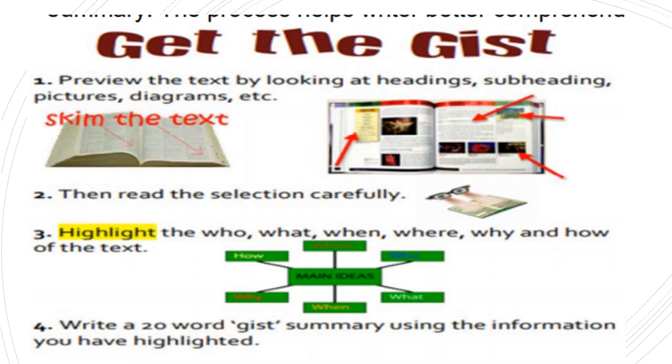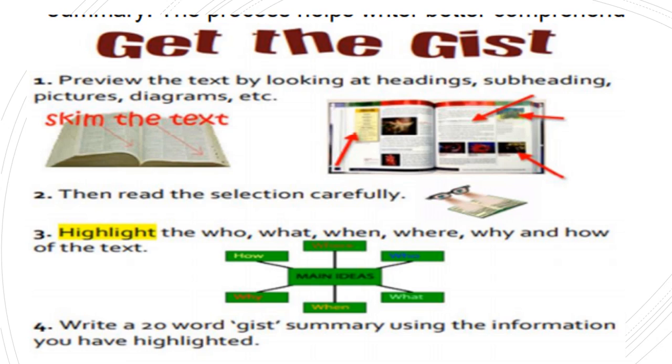So usually, you begin with previewing the text by looking at the heading, subheading, pictures, diagrams, etc. Right? Especially if you are going to read a magazine. So what do you do usually? You look for the title and then try to connect or to make sense of the title just using your background knowledge, and then trying to look at the pictures and then trying to connect all those pictures together just using your background knowledge or schemata. That is step one. We call that skimming the text or previewing the text.